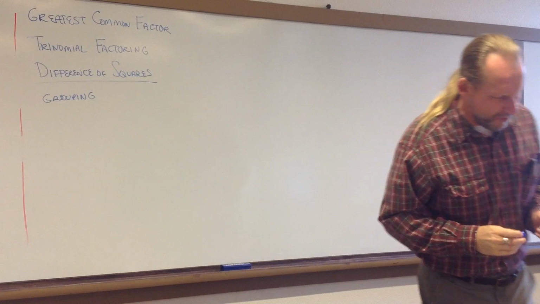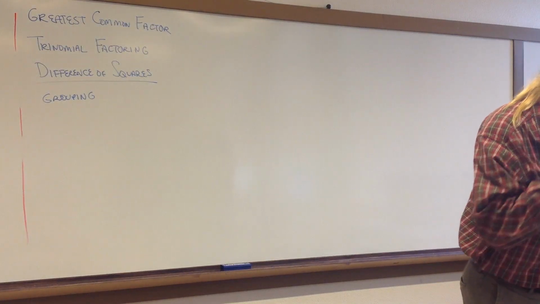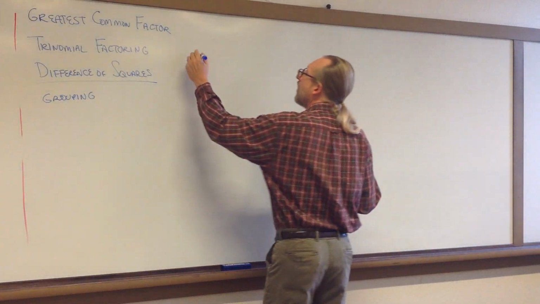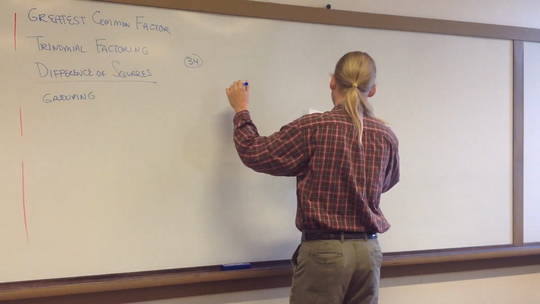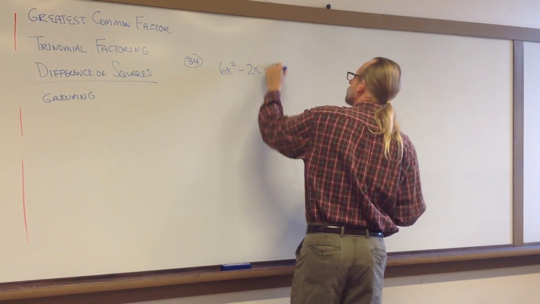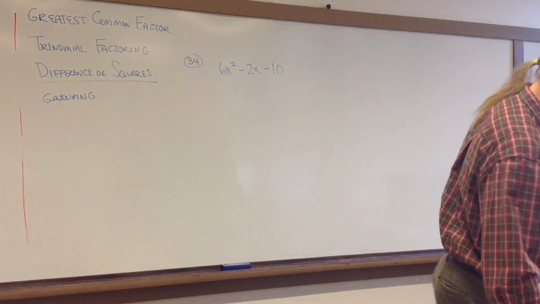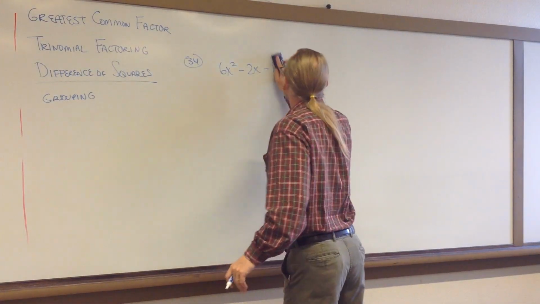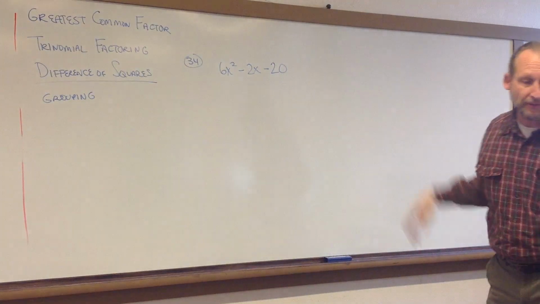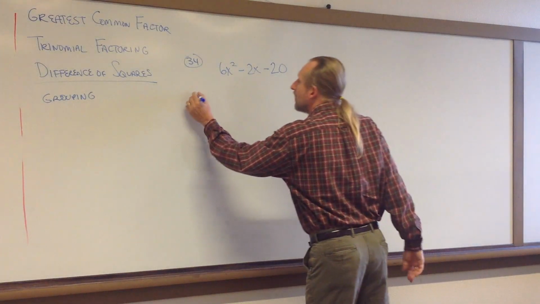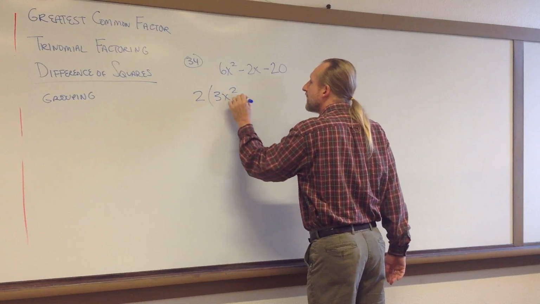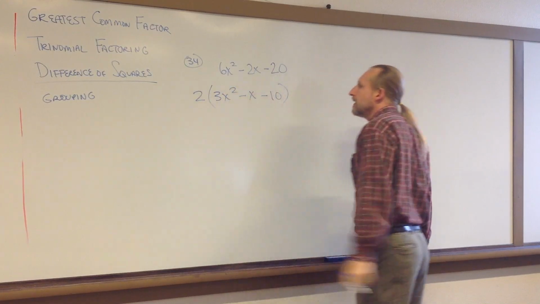Okay, let's see, there's a couple more on here. Let's see what these look like. Problem 34. We start out with 6x squared minus 2x minus 20. I'm getting ahead of myself here. This is supposed to be 20. There we go. But after we've got a common factor of 2 here, so we should be able to factor it out, and then we'll have 3x squared minus 1x minus 10.